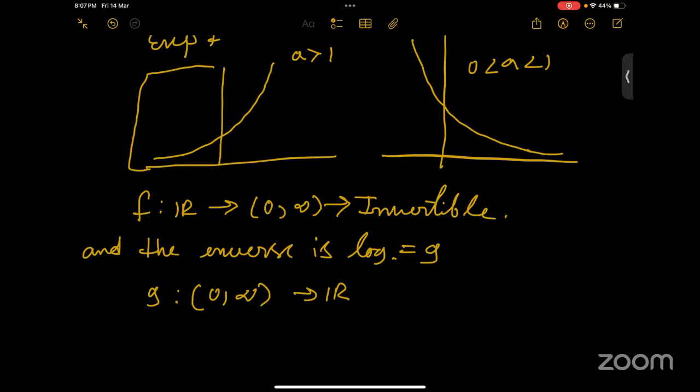So whenever we talk about the domain and range of an exponential function, by default we will pick these two. That means the domain for the exponential function is R, and the range is 0 to infinity, and the domain for the logarithmic function is 0 to infinity, and the range is real numbers. Okay.